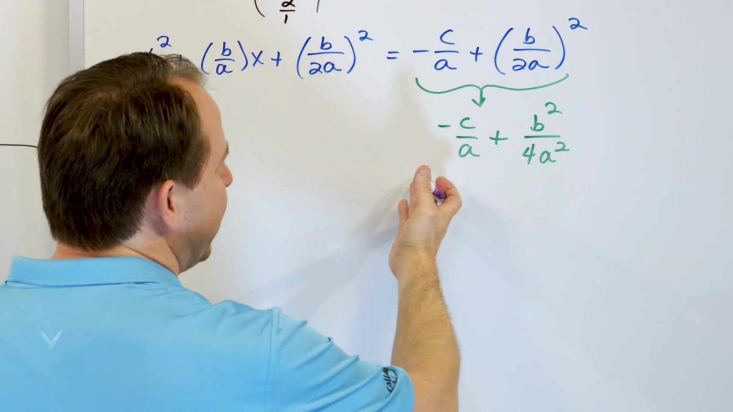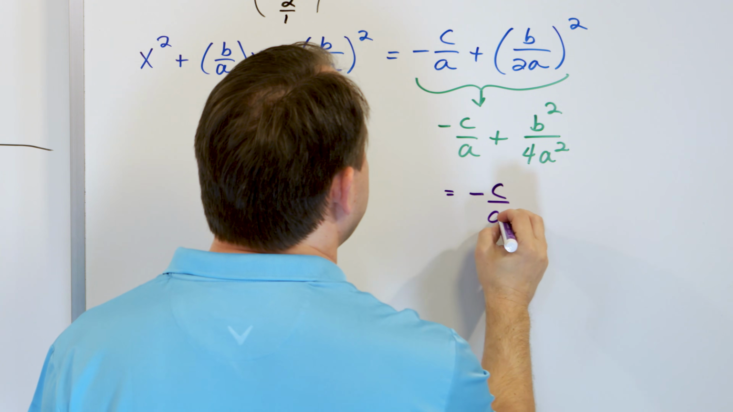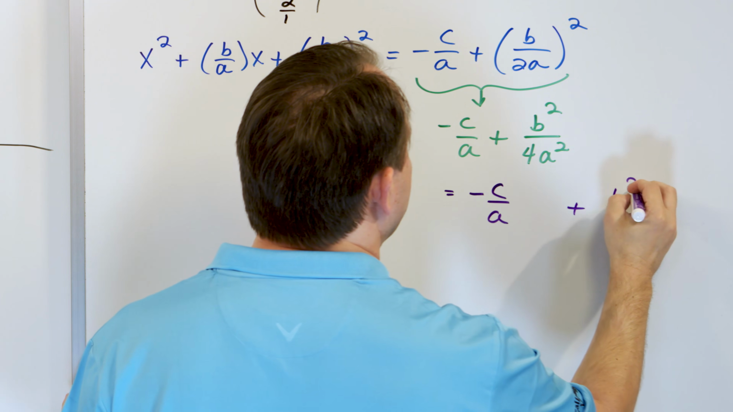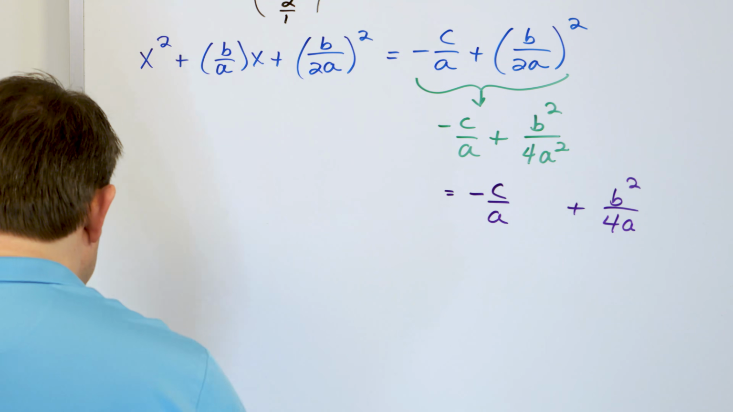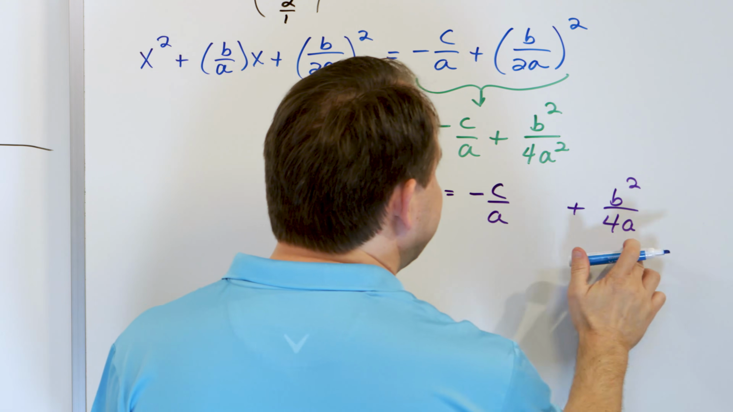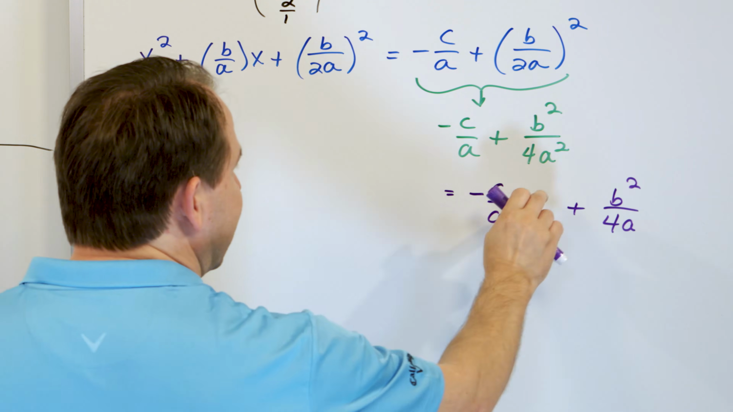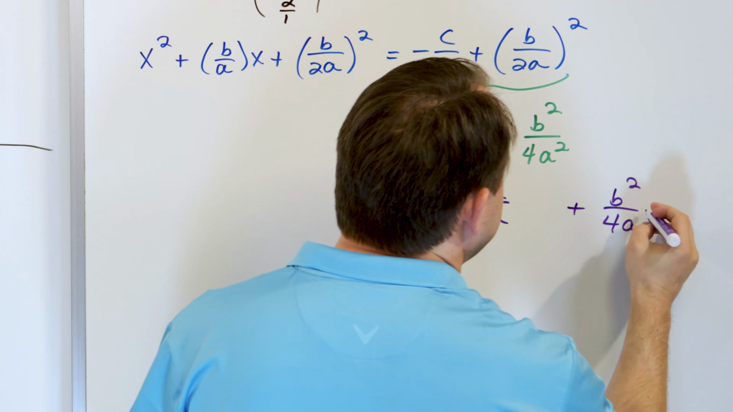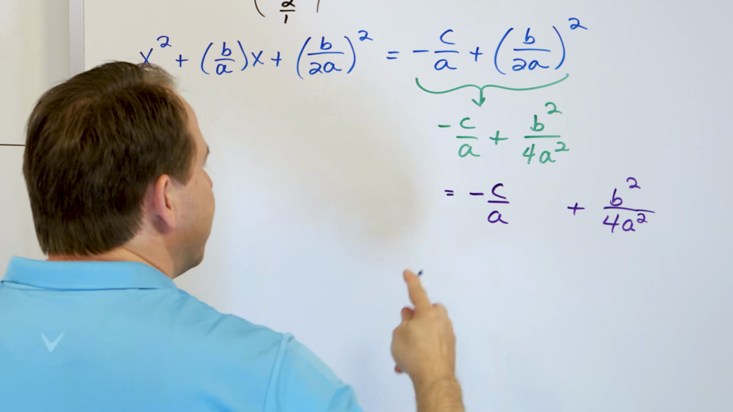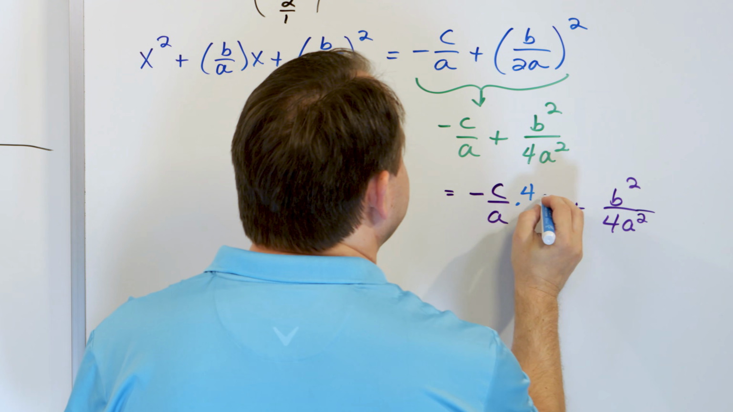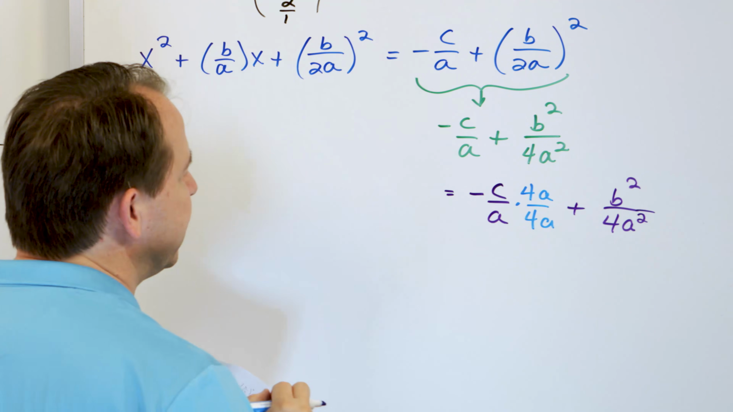All right, now we have to add these fractions together. I know it's ugly, but we have to combine them. So this is going to be negative c over a, and we'll be adding it to b squared over 4a. But I have different denominators here. What can I do to make these denominators the same? Well, I can, first of all, realize that it's actually 4a squared on the bottom. Sorry about that. It's just 4a squared on the bottom of that denominator. So in order to get a common denominator, I need to multiply this one by 4a over 4a, because then I'll have 4a squared in the denominator.